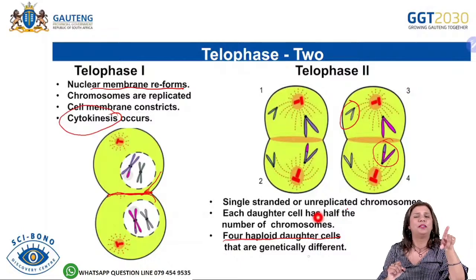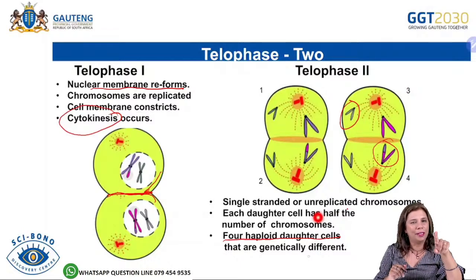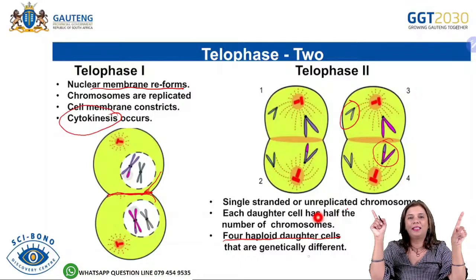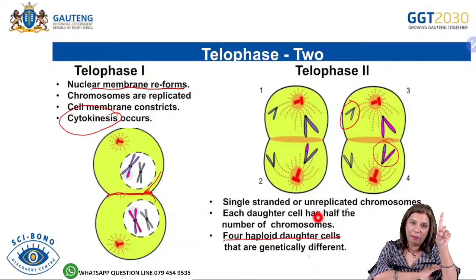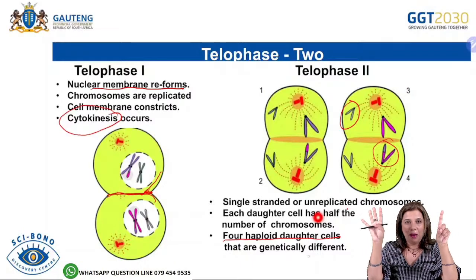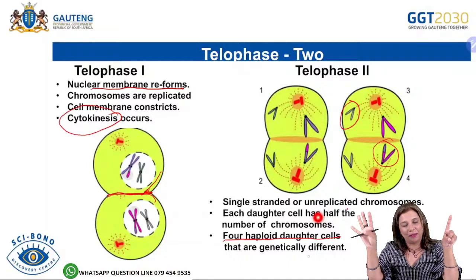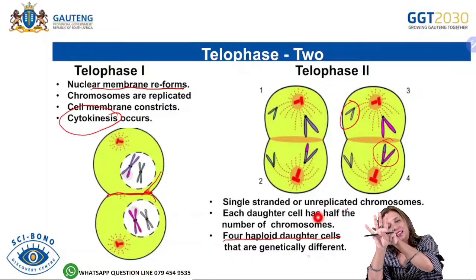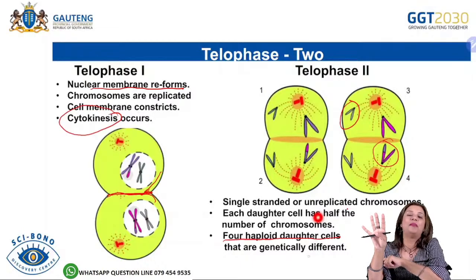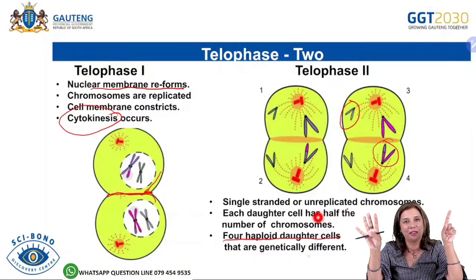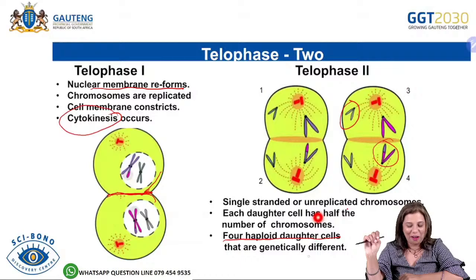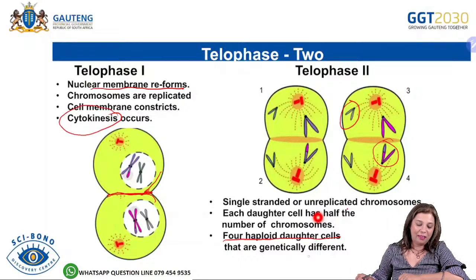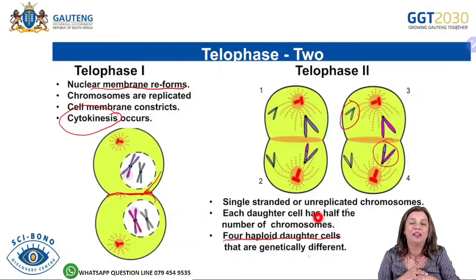Now this is different from mitosis, isn't it? Because in mitosis, the parent cell made an exact copy of itself. They were identical. But in meiosis, we've got one parent cell, and this one parent cell made 4 genetically different cells. Each of these genetically different cells had half the number of chromosomes as the parent cell. So the parent was diploid and the 4 cells were haploid. So now we understand the difference between telophase 1 and telophase 2.